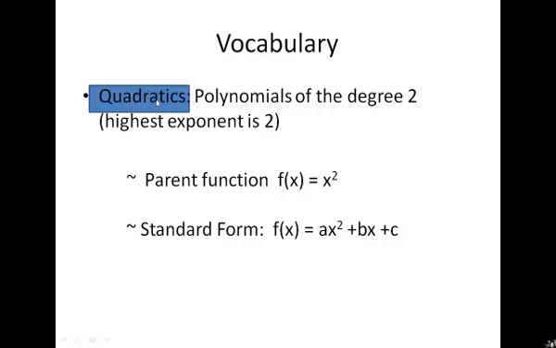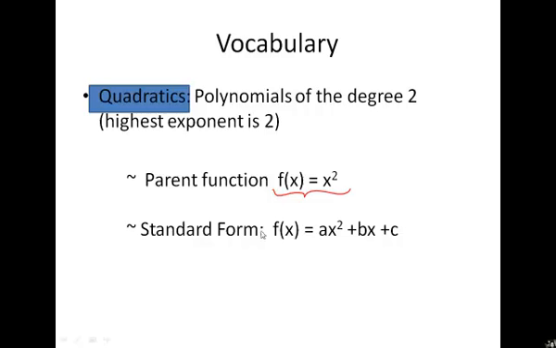Further vocabulary, we're going to look at the quadratics. Quadratics are polynomials of degree 2, or in other words, the highest exponent is 2. Our parent function for this looks as simple as f of x equals x squared. This is our label for a notation, or for a function. Functions are just, for every input, there's only one output, and you're going to see that every polynomial we sketch is going to be the case, that for every input there's a predictable one output.